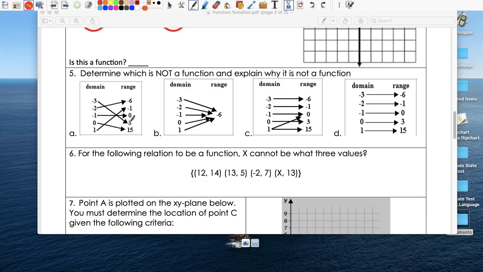-3 goes to 3 and only 3, good. -2 goes to 6, that's good. -1 goes to 0 and only 0. 0 goes to 15 and 1 goes to -1. Yes, it's a function. So let me just write it. So this is a function.